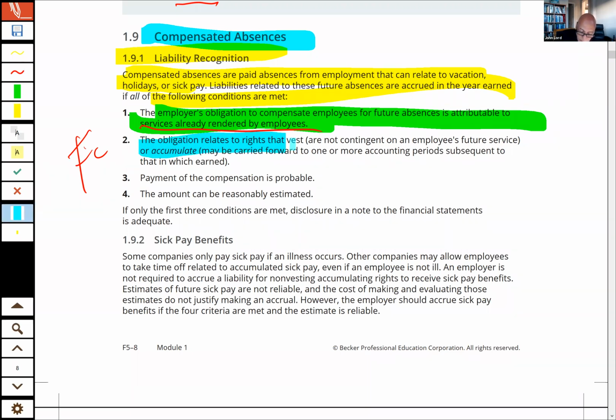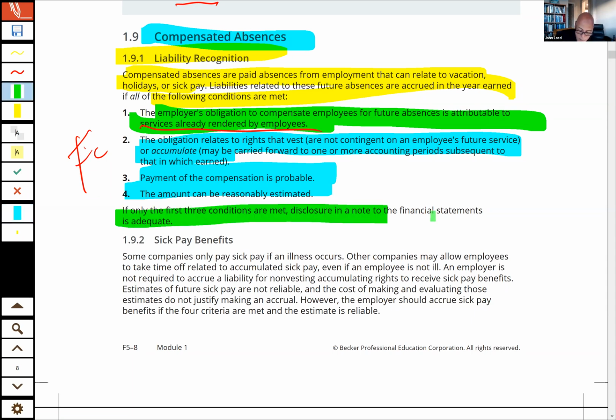The obligation relates to the rights that vest. Okay, that means your actual vest means you're going to get to keep it, right? You actually have it. Payment of compensation is probable, and the amount can reasonably be estimated. And if all three of the conditions are not met, then you're simply going to have to put a footnote. So include that on the flashcard.